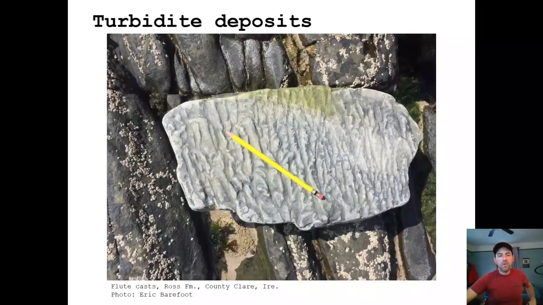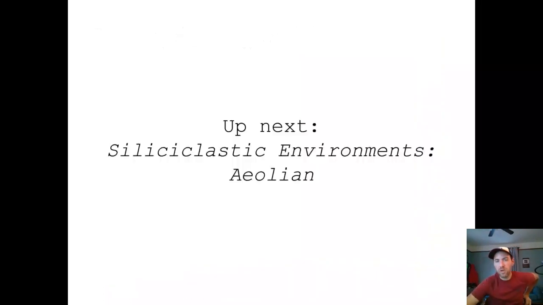Alrighty, so that's kind of the wrap-up of turbidite deposits and how they form stratigraphy and some of the types of features you might expect to see. And so in the next lecture, we'll cover our last lecture of siliciclastic environments, where we talk about aeolian settings and windblown settings.